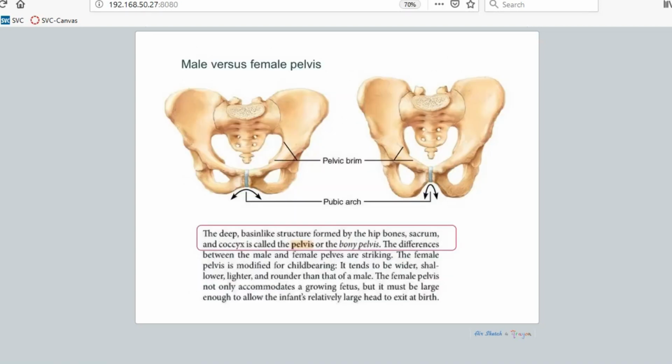There is some dimorphism in the pelvises between the male and female. Okay, one of these is male, one of these is female. Which one is which?